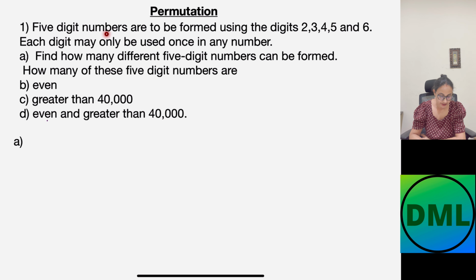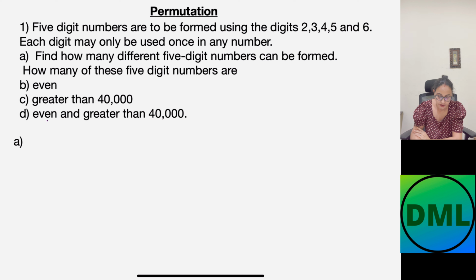Permutation. 5-digit numbers are to be formed using the digits 2, 3, 4, 5 and 6. Each digit may be used only once in any number. Find how many different 5-digit numbers can be formed. How many of these 5-digit numbers are even, greater than 40,000, even and greater than 40,000?